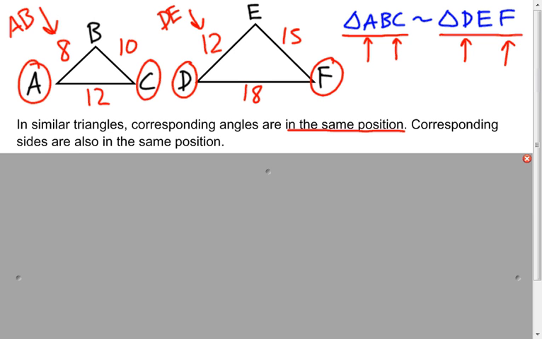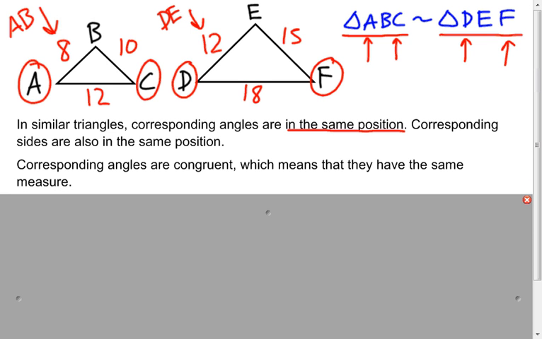Okay, new idea. Corresponding angles are congruent, which means they have the same measure. This is a little bit more than you need, but the angles in the triangle add up to 180 degrees. So what this means is if angle A was 30 degrees, for example, the angle that is corresponding to it, which would be D, is also 30 degrees. If angle B was 90 degrees, then angle E would also be 90 degrees.